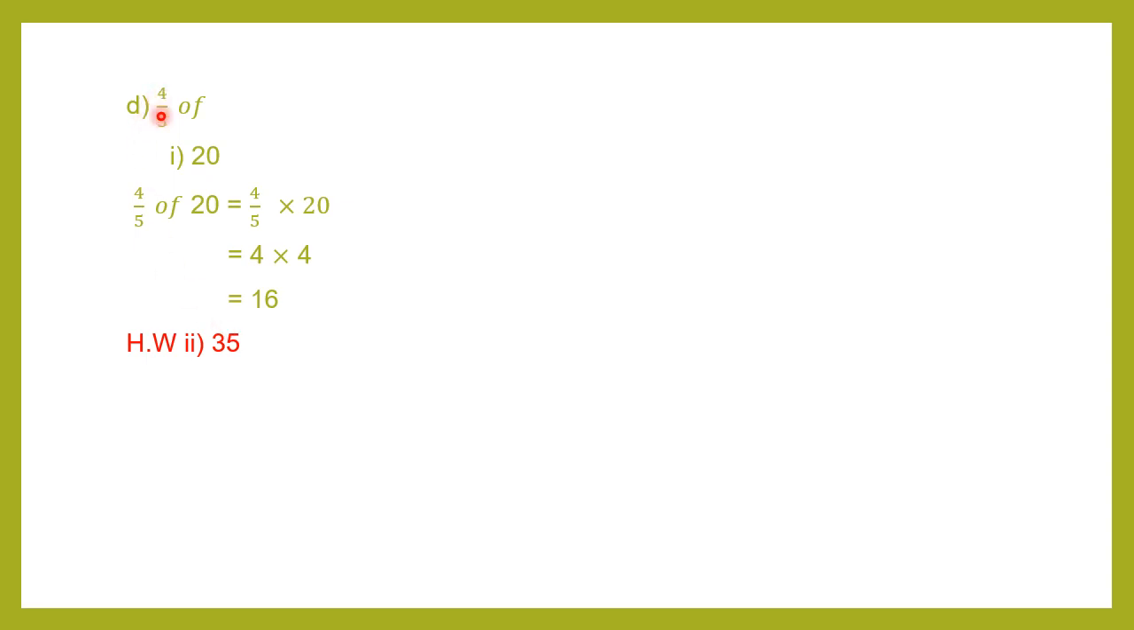Question number D, 4 by 5 of 20. Of means multiplication. So 4 by 5 multiplied by 20. Again 5 and 20 both are multiples of 5. 5 ones are 5 and 5 fours are 20. Multiply 4 into 4. 4 fours are 16. So what is the answer here? 16. Again the second one you can do as homework, that is 35.